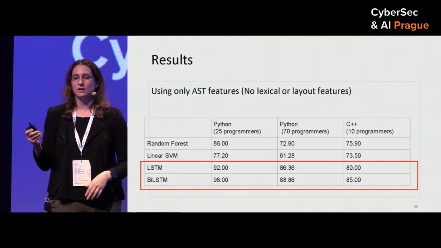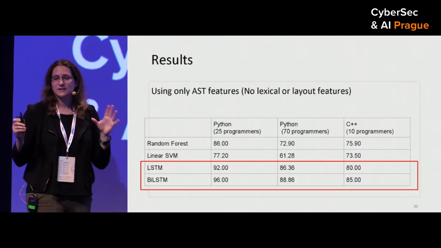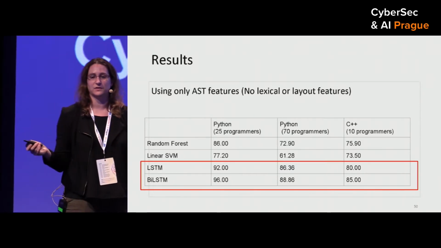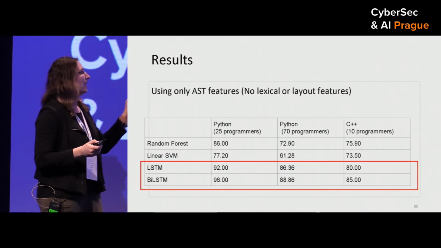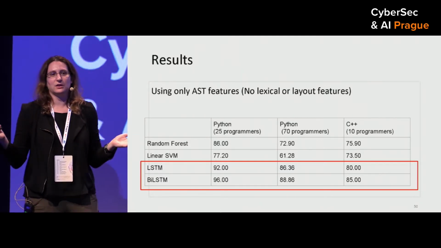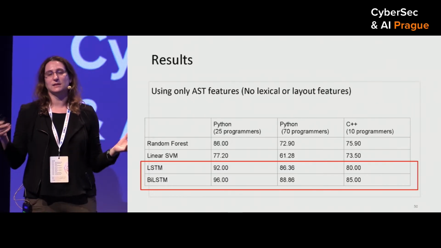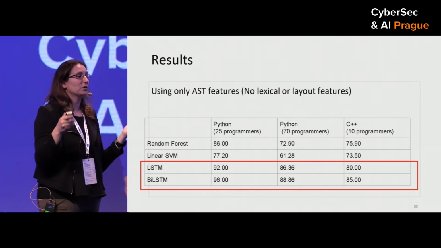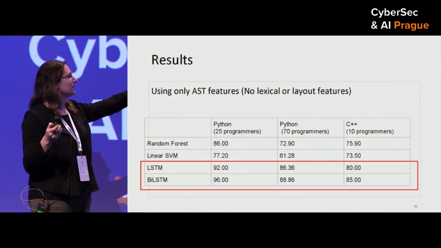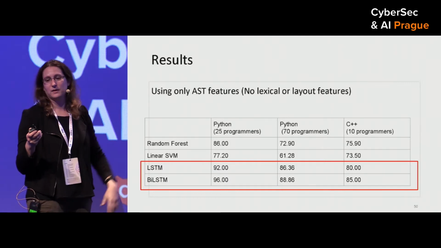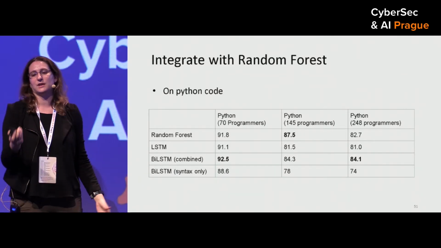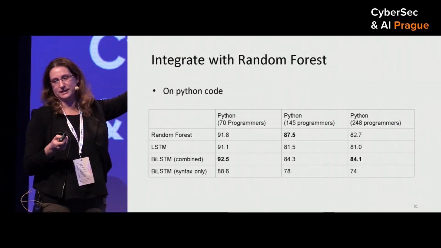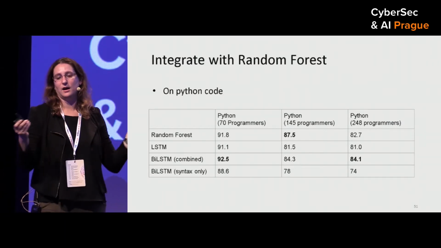And in general, if you're just using the AST features, so we're ignoring the layout features, we're ignoring the lexical features, we're just using ASTs, which in some respects is maybe better for being harder to fool, then the LSTM and the bi-LSTM do better. But when you integrate it with the random forest, it doesn't necessarily do much better. It's kind of questionable on Python code.